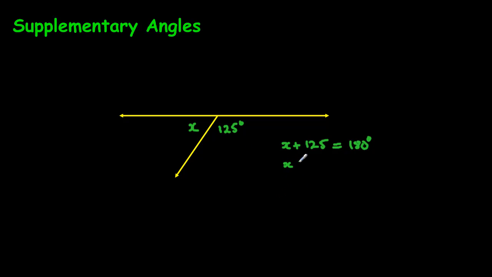So that means that if I take 125 from both sides of this equation, I actually find what x is. Of course here, 125 minus 125 means we've got x on our own because that gives us 0. So x is equal to 180 minus 125, which is 55 degrees. So there's our solution.